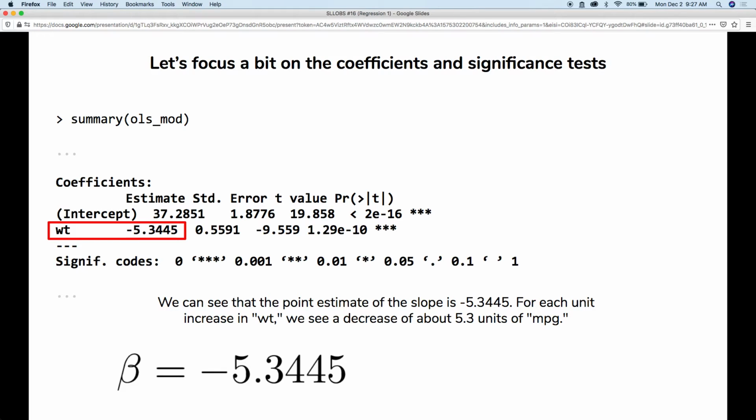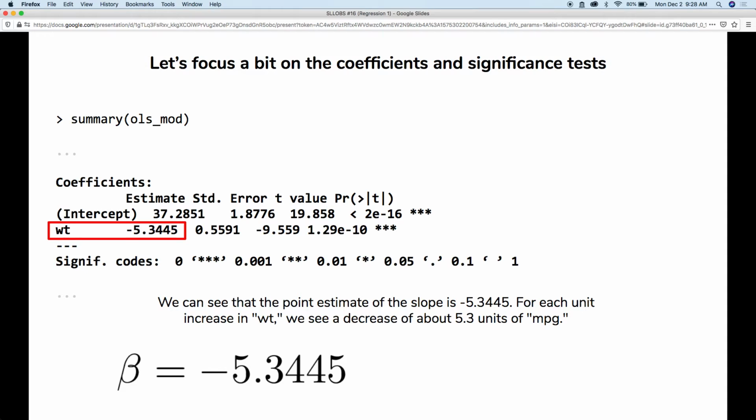Now what this means is that for each unit increase in weight, in this case a unit increase is like 1,000 pounds or 1,000 kilograms or whatever that measurement is made in, we're seeing a decrease of about 5.3 units of miles per gallon. So in plain English, every 1,000 pounds a car gets heavier, it loses about 5 miles per gallon of fuel economy.